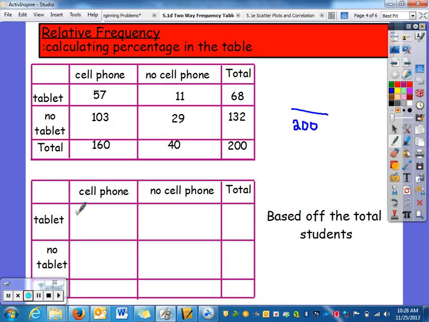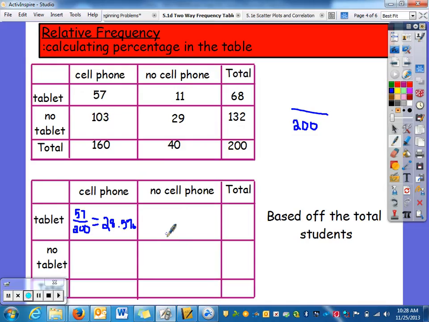So when I'm calculating this cell here, I want to go 57 divided by 200. Because there's 57 students in this box here, and there's 200 total students. So I divide that out on my calculator, and that is 28.5%.